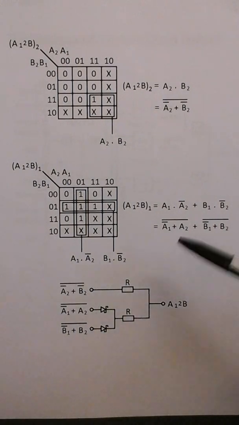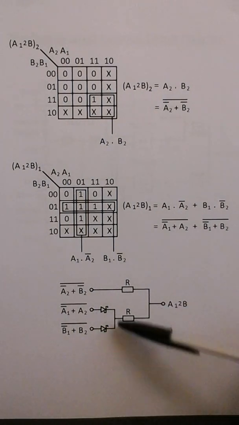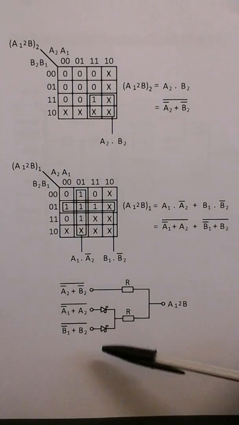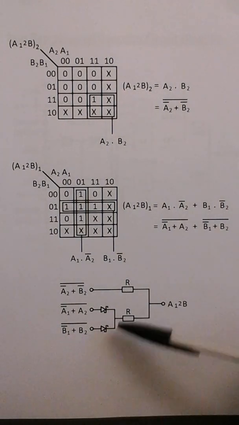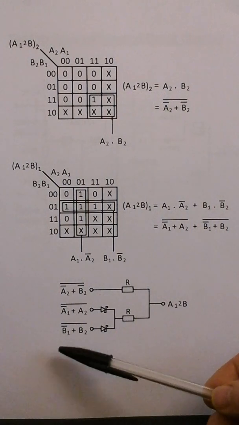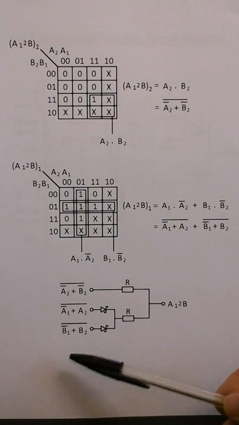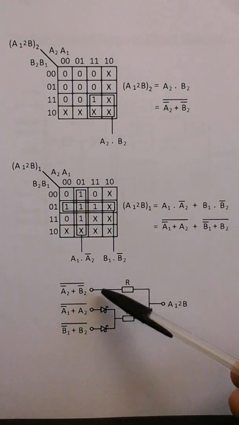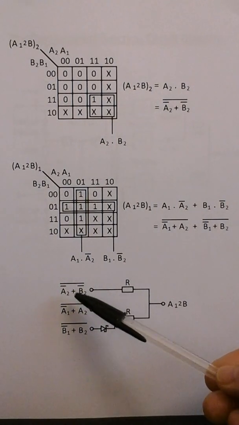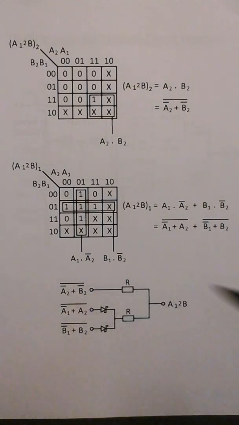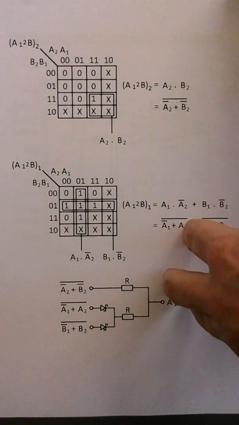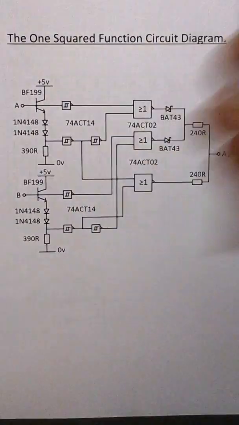Again, if you wanted a three input function, you would add another diode connected to that node there, and have not C1, no, not C2. This would be a 3-input function, not A2, no, not B2, no, not C2. So let's go to the circuit diagram.